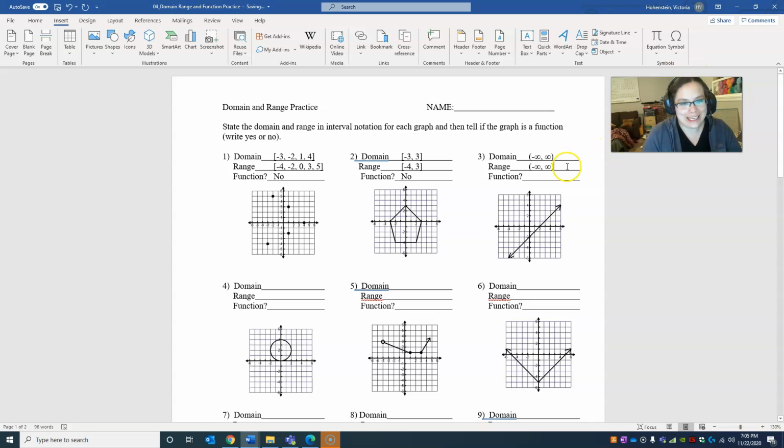The last question, is it a function? Is there anywhere you can run a vertical line that will hit the graph at multiple points? And for this one, there is not. So this one is a function.